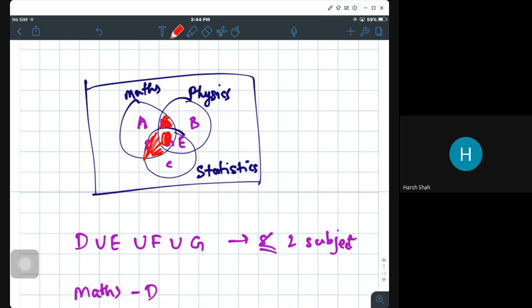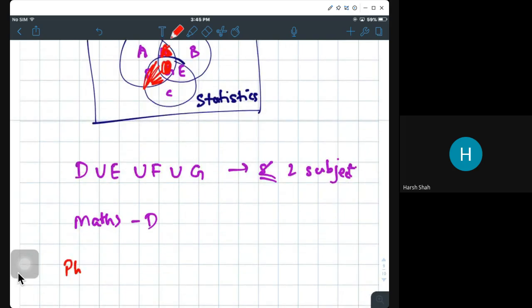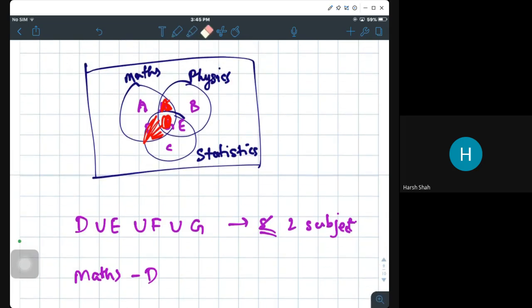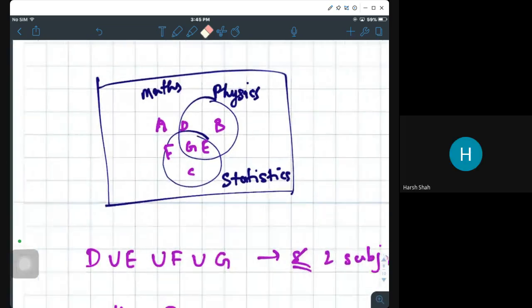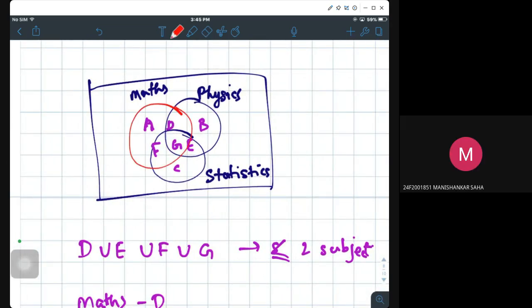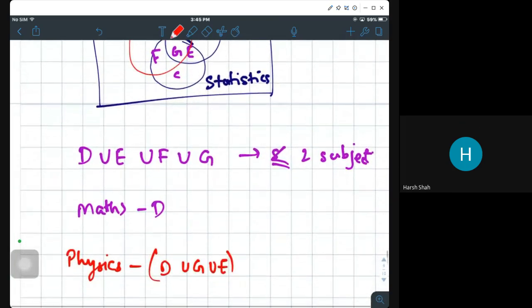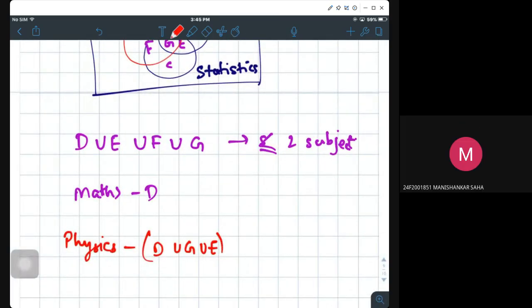Okay, and then I have physics minus D union G union E is the set of all students who have taken physics. Okay, yes. So I hope this is clear. Then we'll move on to week 2. Week 2 is all about geometry now.